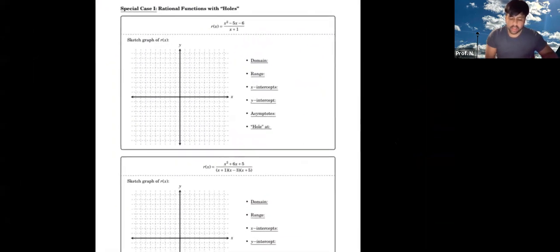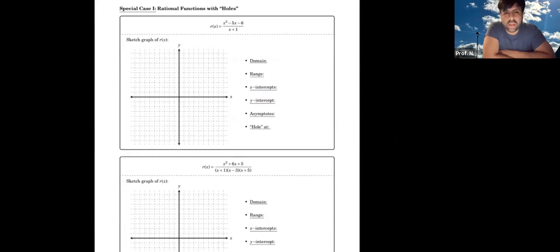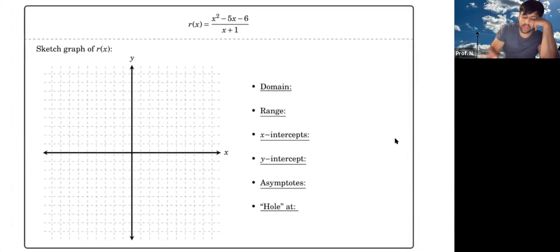Okay, so now we're going to get to the interesting cases, also known here as special cases of rational functions. And for the first one, we're going to be considering rational functions that have quote unquote holes. And this is an important topic as well, because that's going to come up in calculus, especially when we talk about limits, you're going to have these holes, quote unquote. Now, what do I mean by this? Well, let's look at this rational function again.